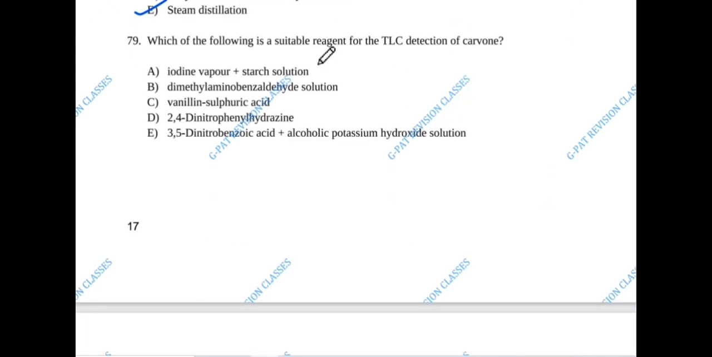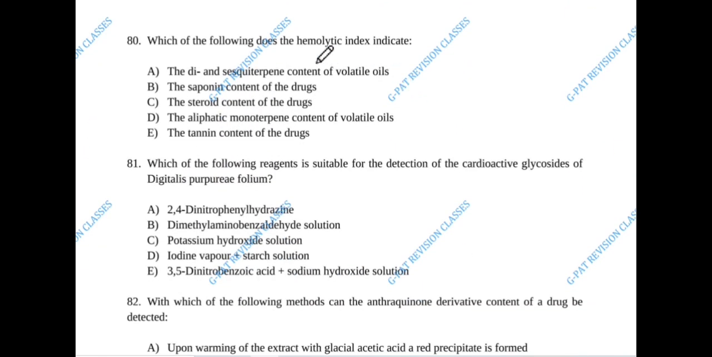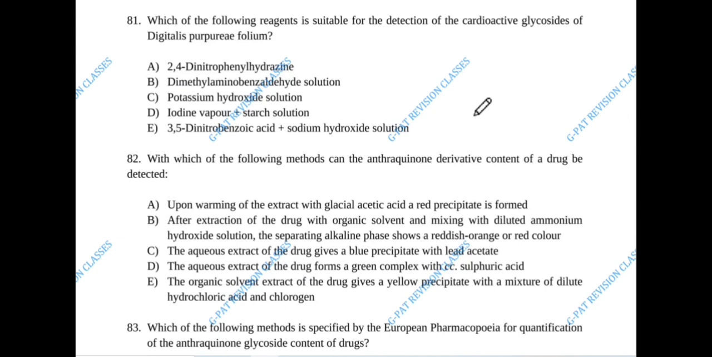Which of the following is a suitable reagent for the TLC detection of carbonyl compounds? The answer is D. 2,4-dinitrophenylhydrazine. The answer is D. Okay. Next is 80 question number. Which of the following does the haemolytic index indicate? The answer is B. The saponin content of the drug. Next is 81 question number.